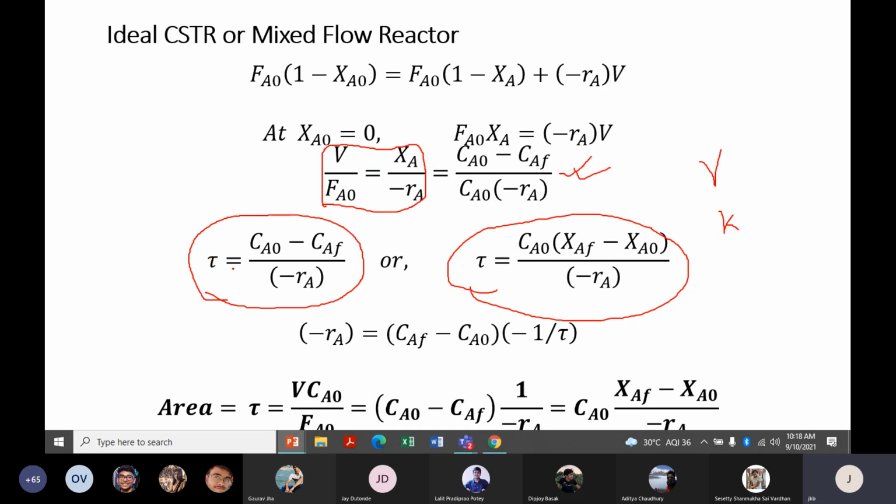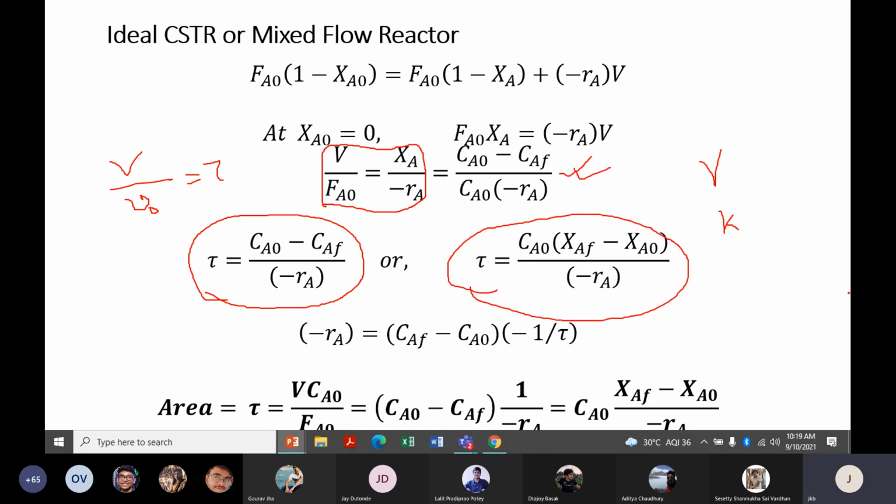So if we have V by V naught, that is, if tau is specified, meaning volume and V naught, then we can use it for kinetic study. And if only V naught is specified and the rate constant is given, we can find V. So this is also a design parameter, tau.